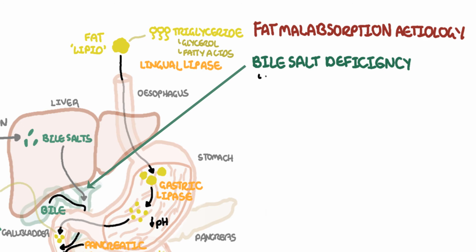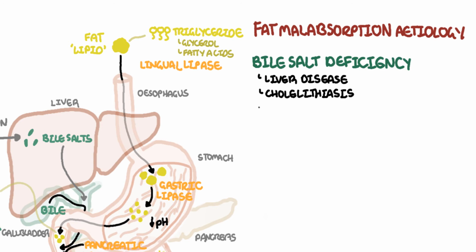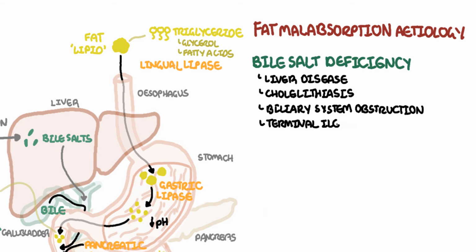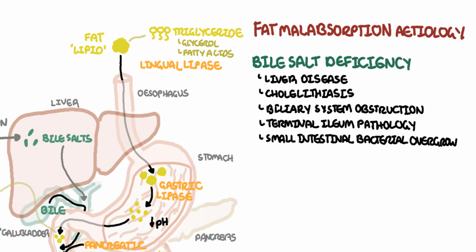So things such as chronic liver disease, including cirrhosis, which will cause a decrease in bile acid synthesis. You have cholelithiasis. Any cause of biliary system obstruction reduces the secretion of bile. Terminal ileal disease such as Crohn's disease or resection, because you're not reabsorbing the bile salts through the enterohepatic circulation. Small intestinal bacterial overgrowth is when you have overgrowth of certain bacteria which deconjugates bile acids, rendering the bile acids ineffective for fat absorption.